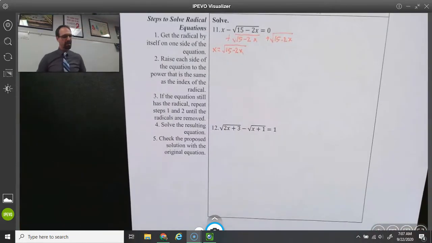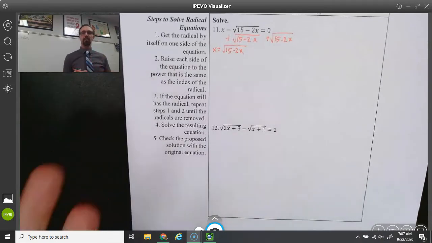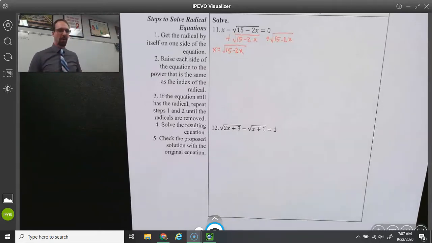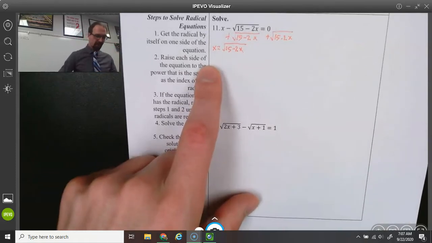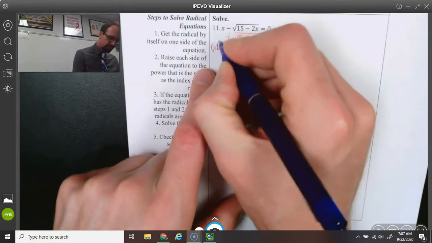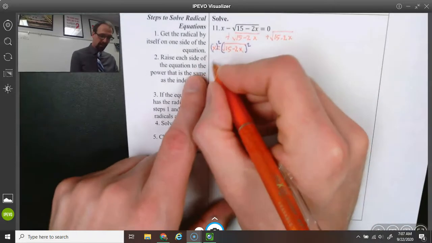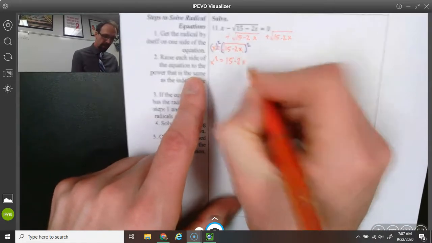Now it says raise each side of the equation to the power that is the same as the index of the radical. So if you have a cube root, then you would raise it cubed. If you have a square root, you square it. If you have a fourth root, then you raise it to the fourth power, and so on. So for this one, because it's a square root, we're going to square both sides. Then we end up with x squared equaling 15 minus 2x.